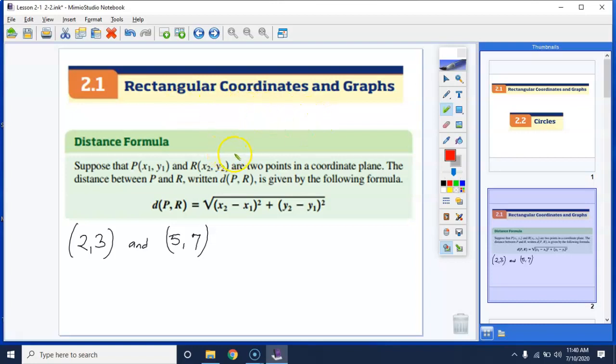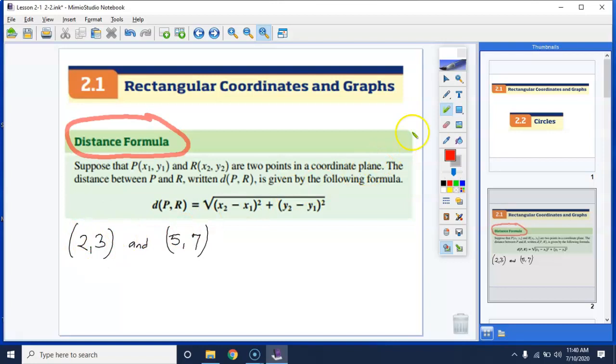In this lesson there are two parts, and the first part is the distance formula. If we have two ordered pairs like this, that's the formula to find the distance between them, and I would like to show you my first easy example here. Let's say this is my first ordered pair, and that's my second ordered pair. How do we find the distance between them? Just plug in here and calculate it.